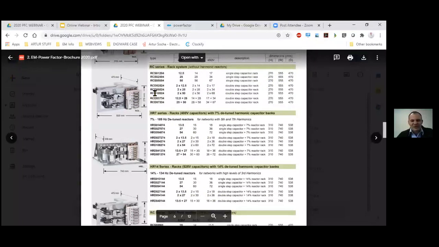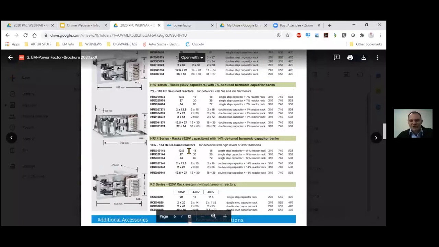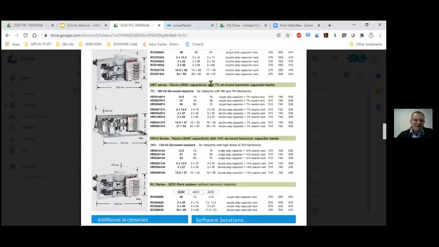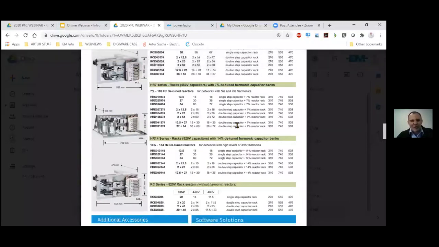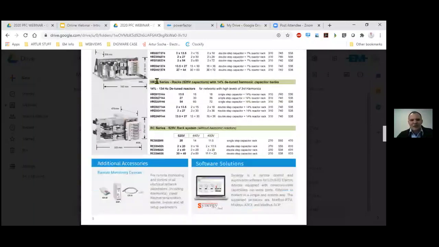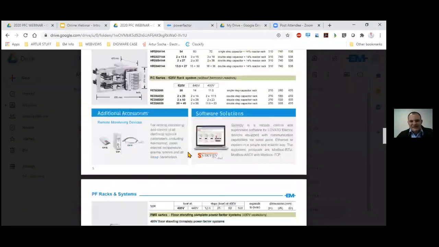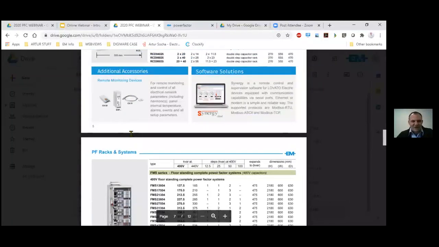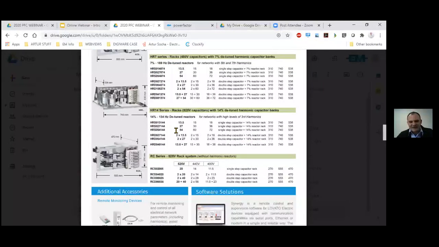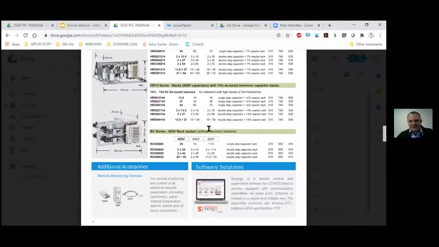We can build racks with 7% detuned reactors. So this is for systems where it's more 5th and 7th harmonics. We can do a 14% rack for higher levels of 3rd order harmonics. We can build a 525 volt rack, and we can do limited customization if you have a specific set or rule that you want to do with specific reactors.